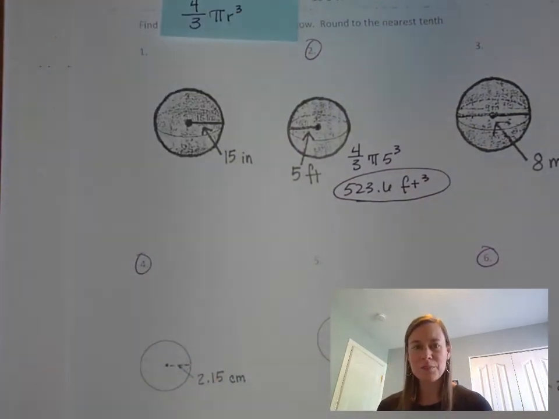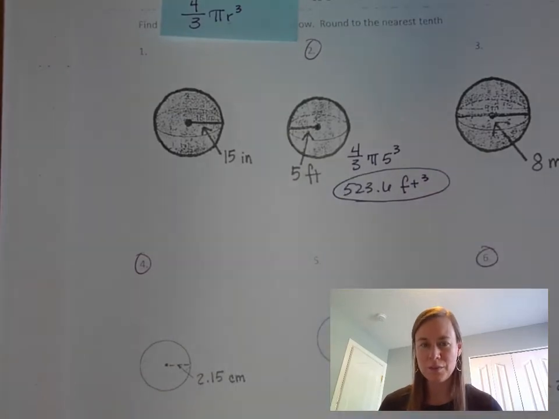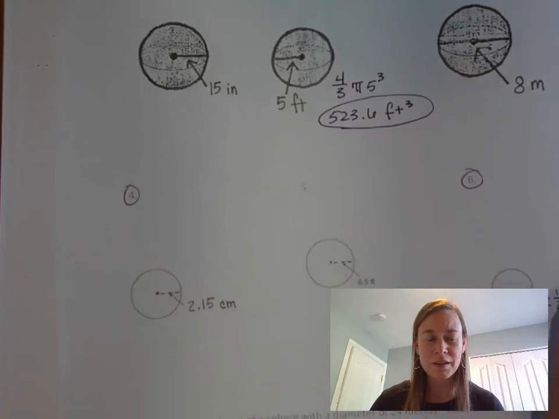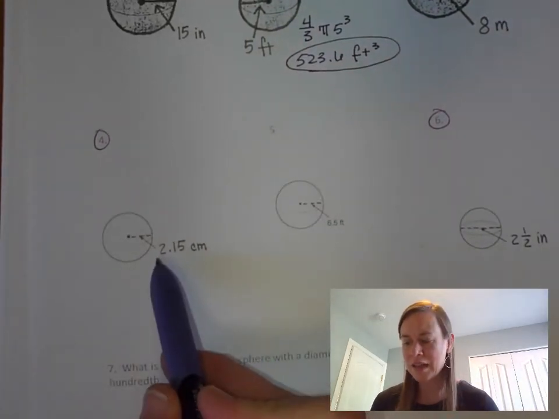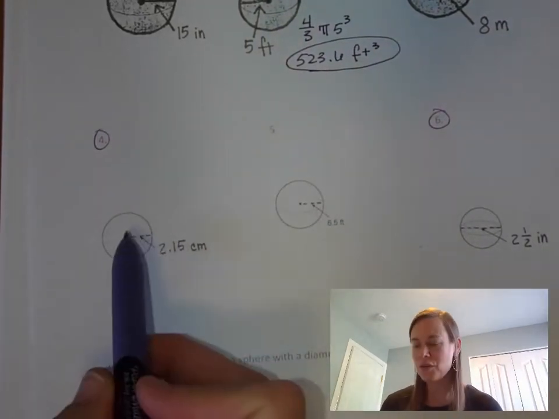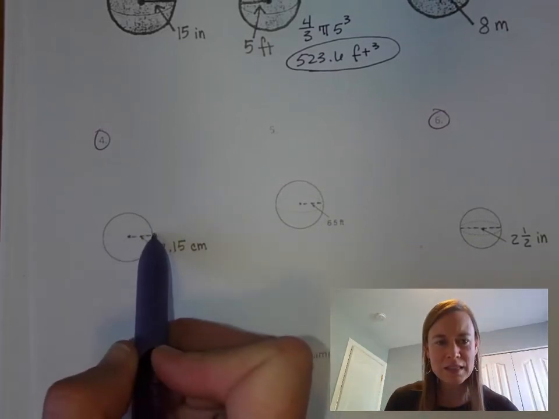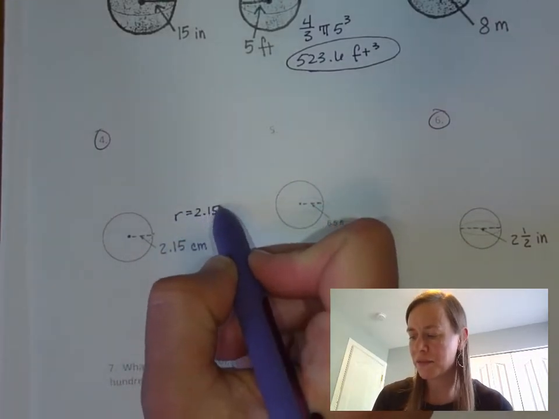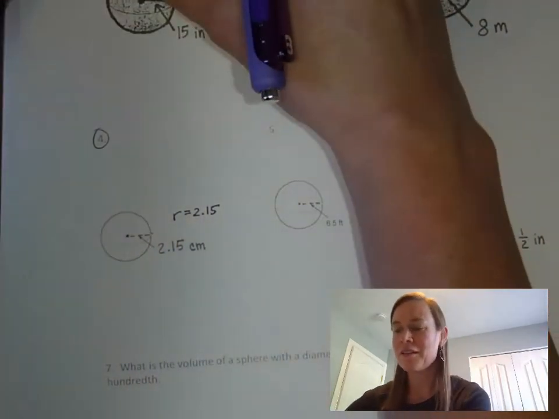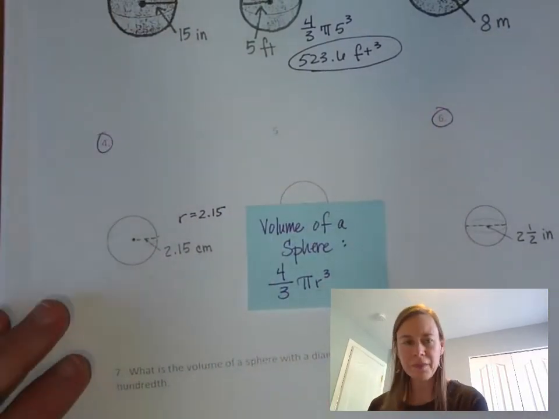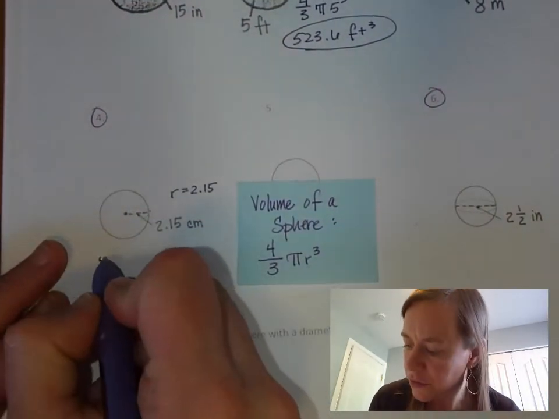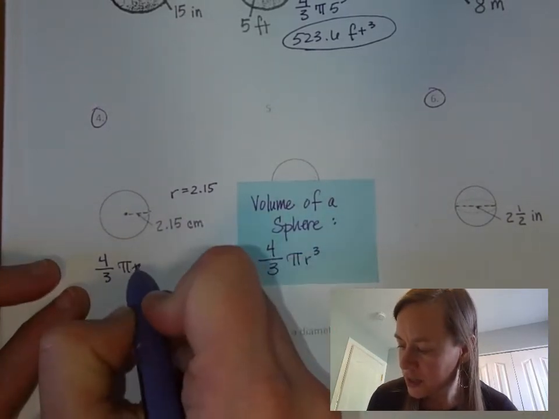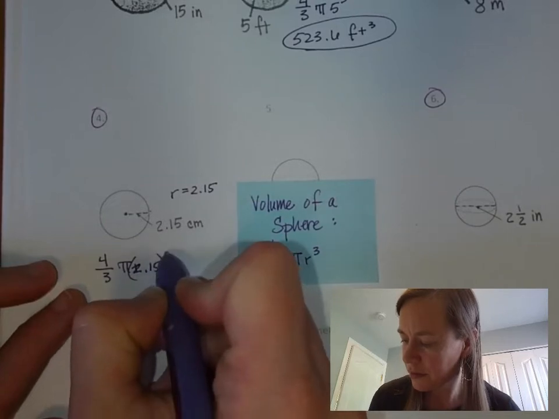Let's go on to the next example, and like I promised, I'll show you a different way to input that 4/3, just in case your calculator is not making it easy on you. Okay, so here we have a radius of 2.15. You know it's a radius because it starts in the middle and it goes to the side. It doesn't go all the way across. So we can safely say that r equals 2.15. Now we just need to apply our formula. 4/3 pi r cubed. So 4/3 times pi times 2.15 cubed.